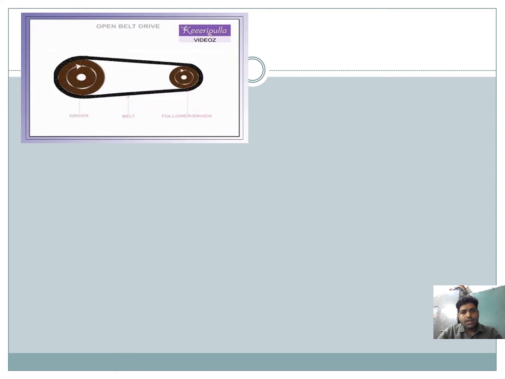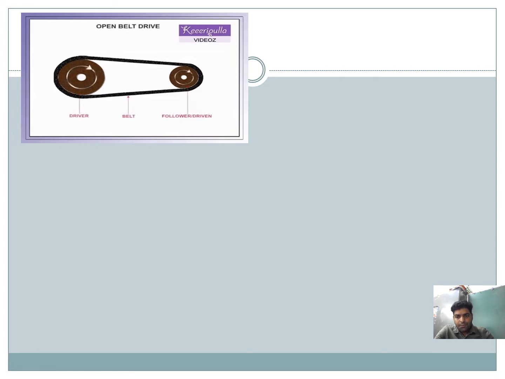Okay. In this slide, we discuss one by one the types of belt drive. First one is open belt drive. In the left side figure, you can see the open belt drive. It is used with shafts arranged parallel and rotating in the same direction. That means both the driver pulley and the follower pulley are moving in the same direction, and the driver pulley drives the follower pulley.